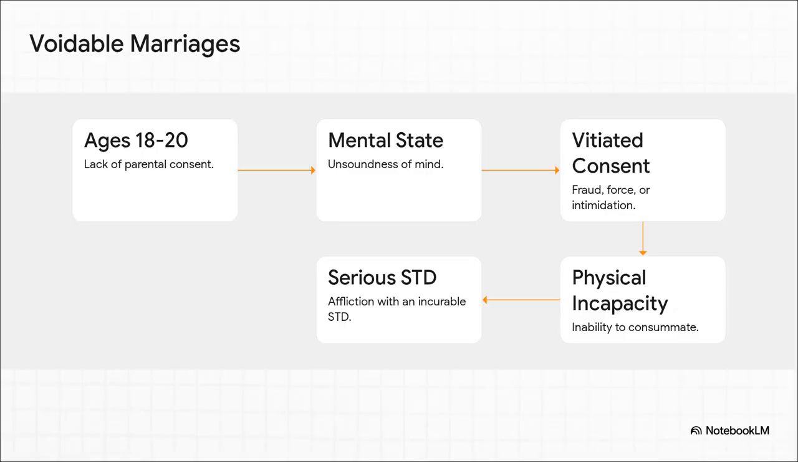So what are the specific flaws that make a marriage voidable? Here you go. You'll notice a pattern here, right? Most of these are about a problem with consent. You were too young and didn't have parental consent, you weren't of sound mind, or you were tricked or forced. The last two are about being unable to fulfill basic marital obligations. None of these make the marriage automatically dead, but they give the wronged person an escape hatch through annulment.